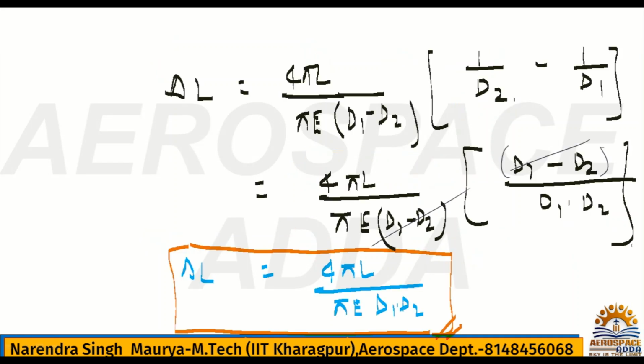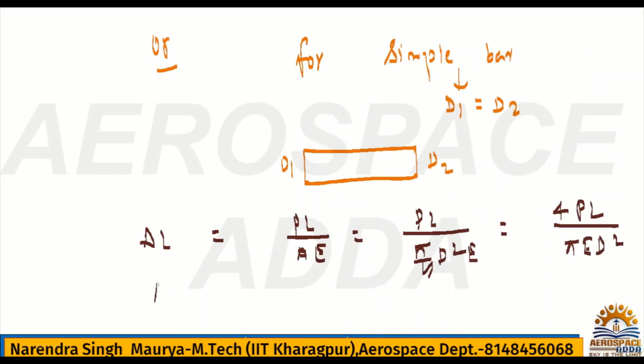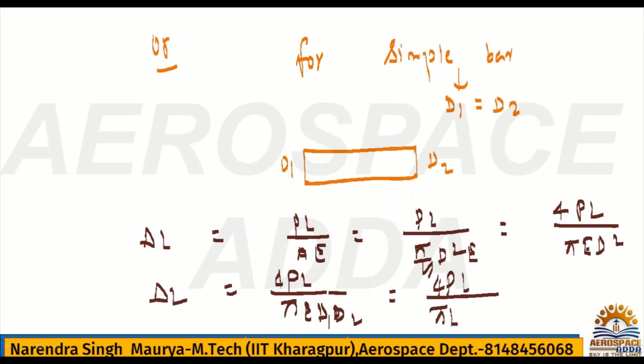Now check our formula, whether this is right or wrong. If it is a simple bar, what is the change in length? Delta L is equal to, in the derived formula you have 4PL divided by pi E d1 d2. But as you have seen d1 is equal to d2, then what will be the formula? 4PL divided by pi E, d1 equal to d2 means d square. See, both are matching. It means the formula you have derived is correct. That's the meaning of it. All right.